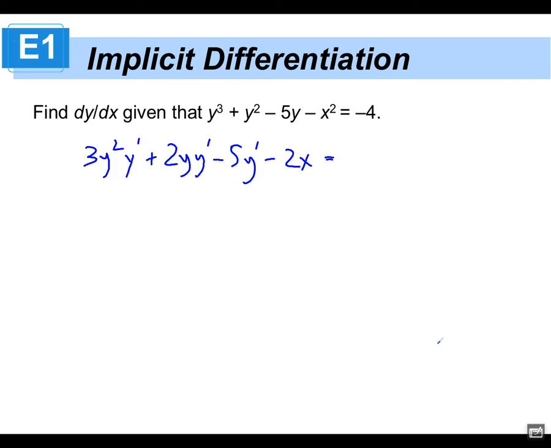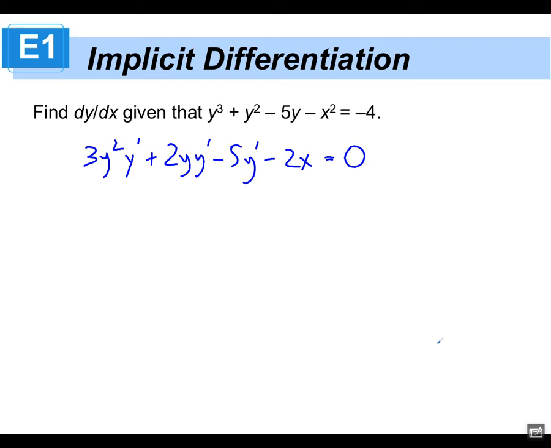And please, what's the derivative of negative 4? 0. Good. That will trick some people. I'll get things like negative 4y prime or just negative 4 or all kinds of other things. Before I move on, are you okay with that process? Anytime you take a derivative of y, you just attach a y prime to it. Take a derivative of x, just like you normally do.